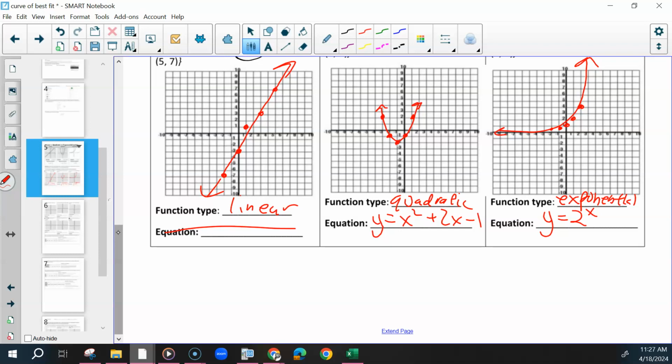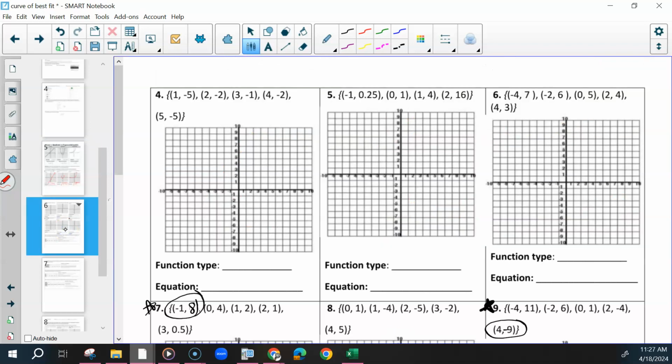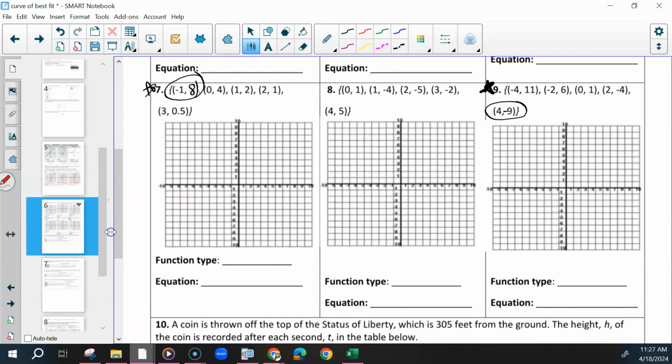Okay, we're not going to do 4 through 9, but there's a couple that need fixed. 4 through 6 is good. 7 and 9 have typos. Change this first one to -1, 8, and this last one to 4, -9. And then we're going to actually look at number 10.